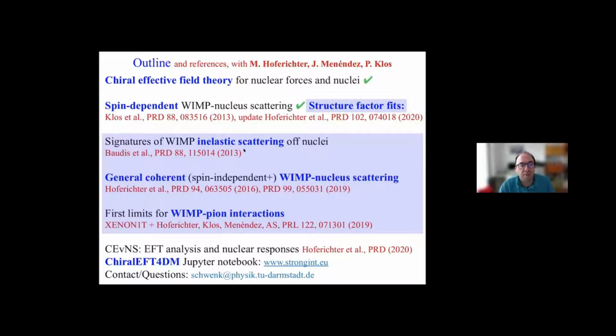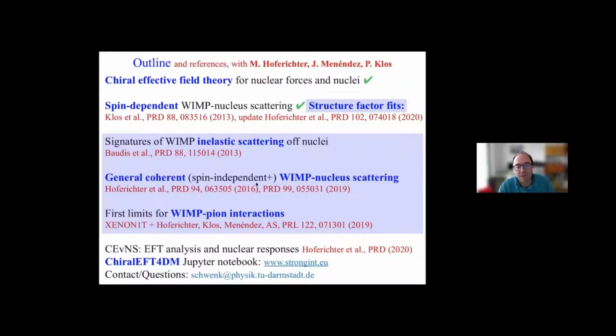And then I will leave spin-dependent interactions and discuss what is maybe called spin-independent plus, but discuss anything that has a scaling with a number of nucleons in the nucleus. So we call this general coherent WIMP nucleus scattering. So this has your favorite spin-independent cross-section, but includes a lot of corrections, and we also connect it to other works in the literature. And there are basically these two papers here. The most recent one is the one that's most up to date.